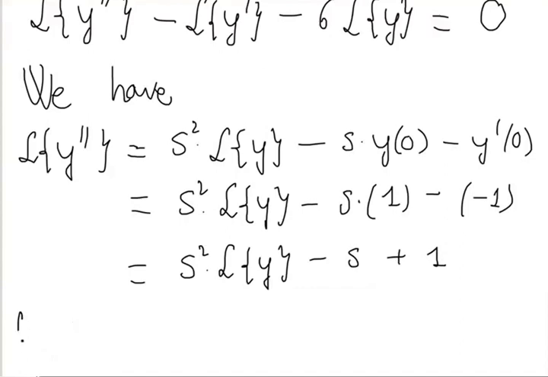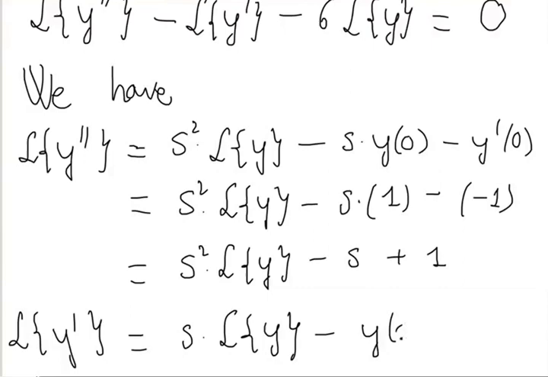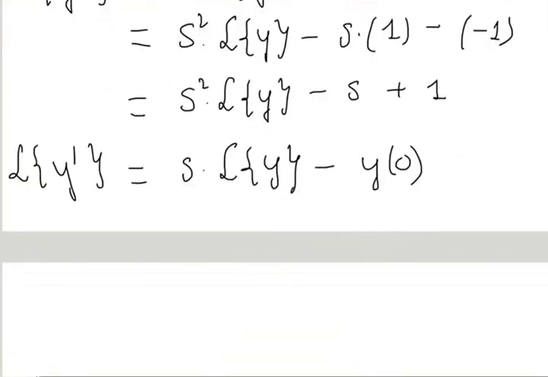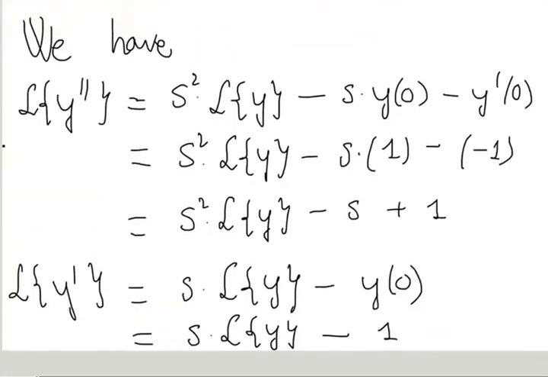That's the first thing. And then we have the Laplace transform of the first derivative, which is s times the Laplace transform of y minus y(0). Then we plug the value of y(0) in. We have s times the Laplace transform of y minus 1, since y(0) is 1. So we have written the Laplace transform of the second derivative in terms of the Laplace transform of y, and the Laplace transform of the first derivative in terms of the Laplace transform of y.